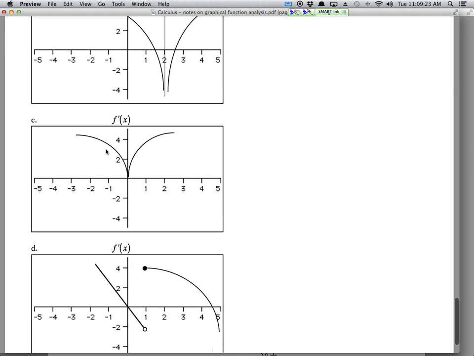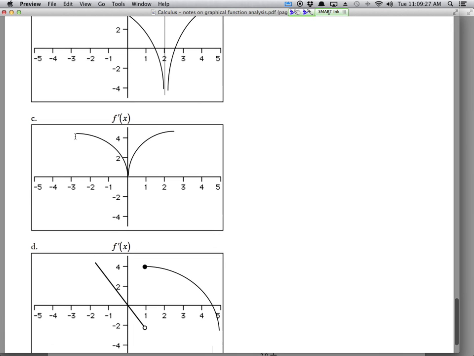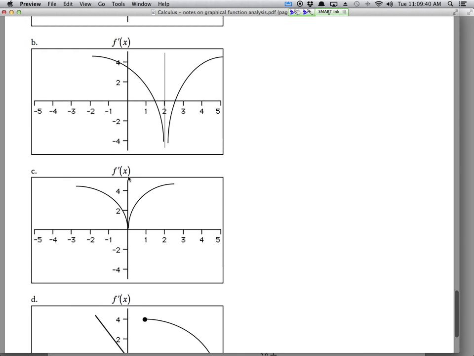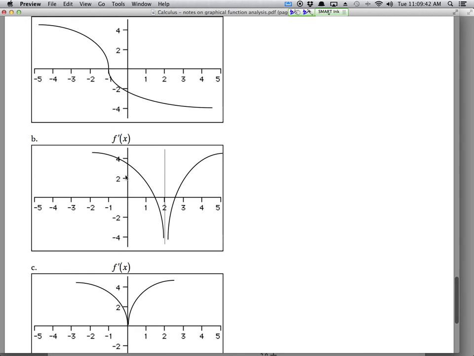All right, back on C. Jasmine, what is my second derivative from -3 to 0? From -3 to 0, it is negative. Why? Because f prime of x is decreasing. All right, what is it from 0 to 2.5? It is positive because f prime of x is increasing. There we go.